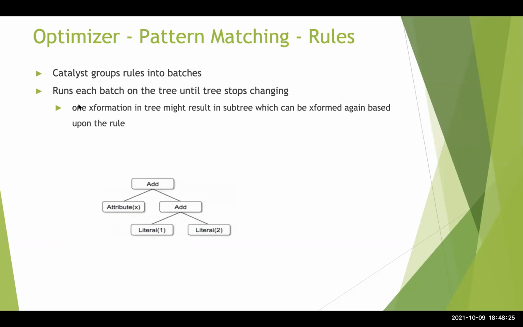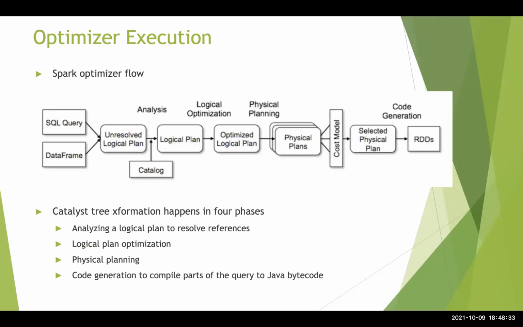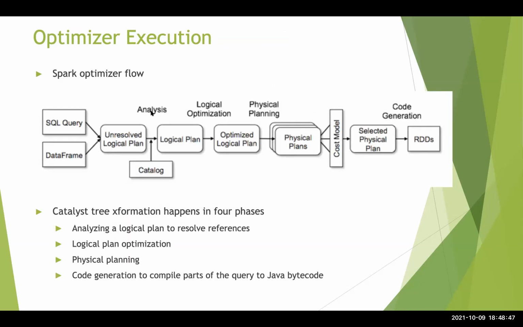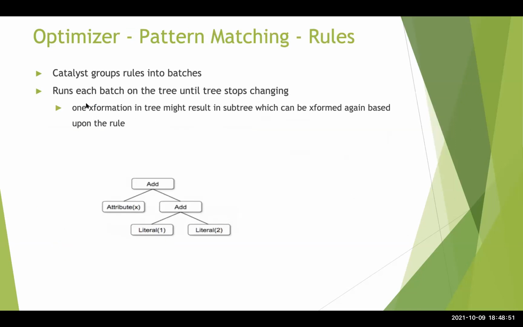Now what happens is Catalyst groups those rules. So again, I'm just reiterating. Let me go back to the previous. Here it is. So Catalyst groups, there are rules here, there are rules here, there are rules here. Whatever rules are getting applied here, for example, those are grouped into batches, right? So these are grouped in batches, and at each place here, it runs those rules in batch one after another, correct? Runs each batch on the tree until, and how does it know?